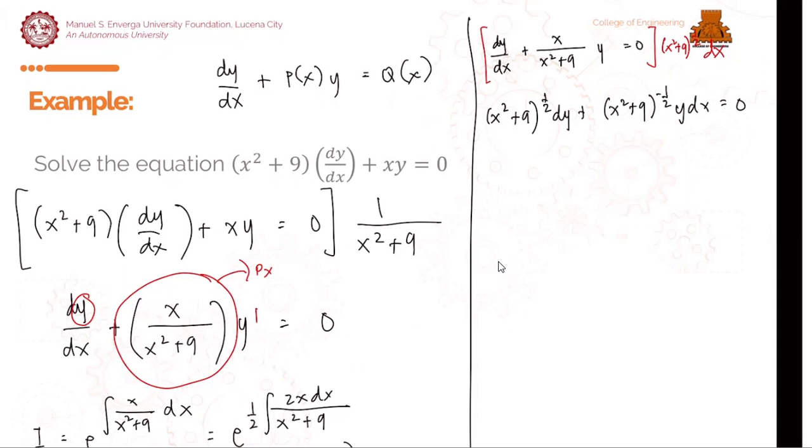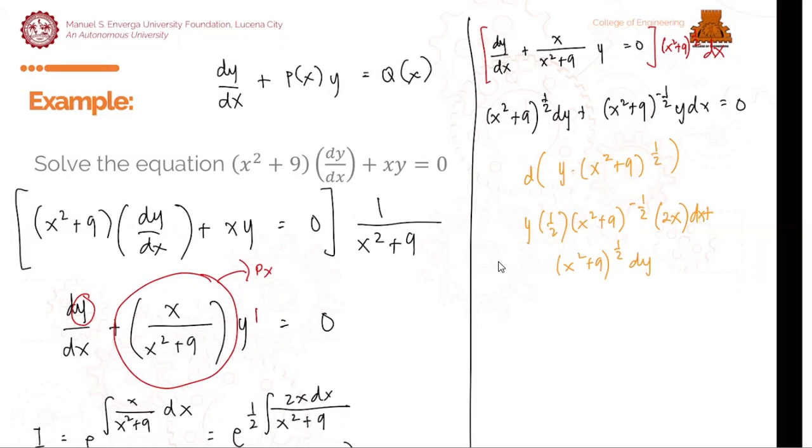So, next is tingnan natin kung may exact differential siya. So, yung first term, dy ang dinerive. So, y times yung sa dx, x x squared plus 9 raised to 1 half. Okay? Kunin natin yung derivative niyan. We have y times 1 half x squared plus 9 negative 1 half times 2x. Okay? Plus x squared plus 9. So, ito is the x yung dinerive natin. X squared plus 9, 1 half dy.